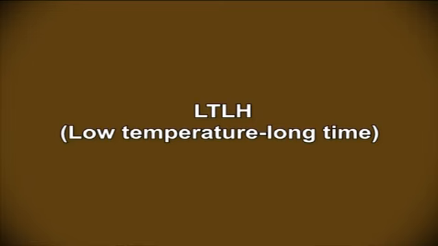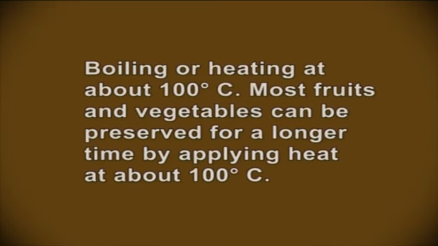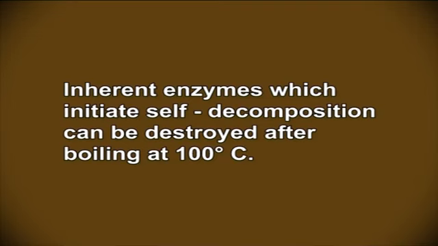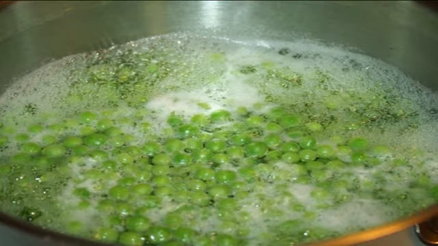Second one, LTLT, that is, low temperature long time pasteurization. Food product is heated at a lower temperature for a longer period of time. For example, milk is heated at 62.8 degrees and held for 30 minutes. Boiling or heating at about 100 degrees Celsius. Most fruits and vegetables can be preserved for a longer period of time by applying heat at about 100 degrees Celsius. Inherent enzymes which initiate self-decomposition can be destroyed after boiling at 100 degrees Celsius. This process is called blanching.